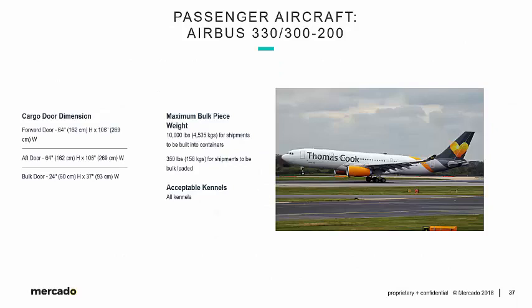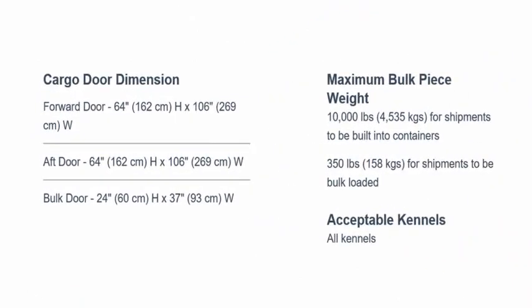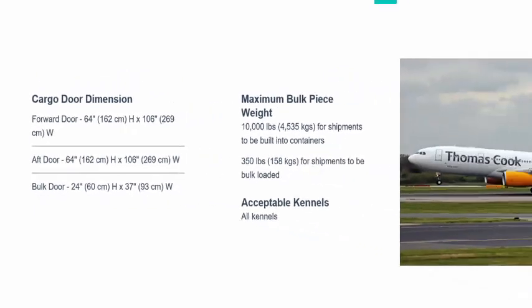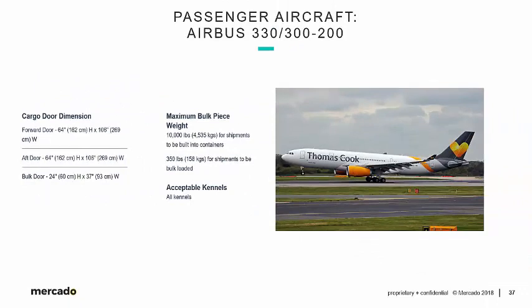Let's look at another passenger aircraft, this time the Airbus 330-300-200. Once again, for our forward and aft door as it relates to cargo door dimension, the magic number is 64 inches. It can't be higher than 64 inches. It just won't fit. There's a bulk door, which is actually a little smaller than what we saw in the 777, because the bulk door is 24 with a height of 37. As we've noted, a little bit different configuration. Something similar, bulk pieces to that 777, 10,000 pounds to be built into containers, 350 pounds for shipments to be bulk loaded. Pretty similar aircraft, but a little bit different.